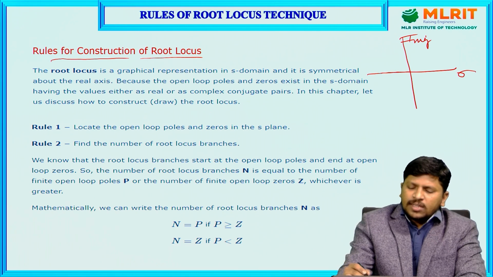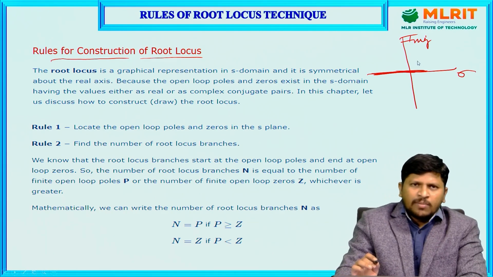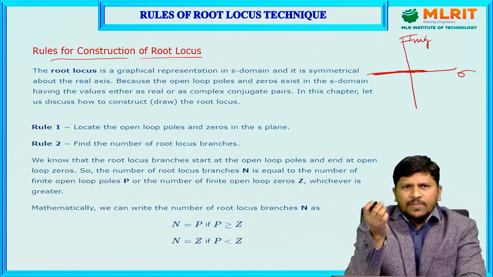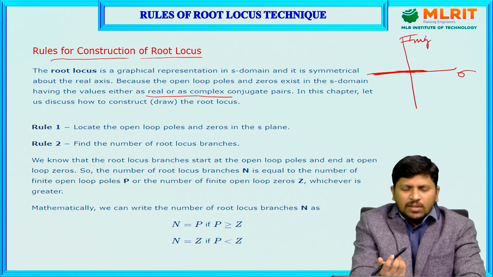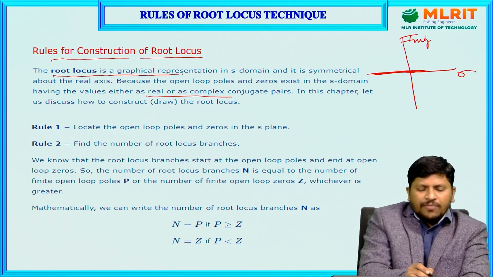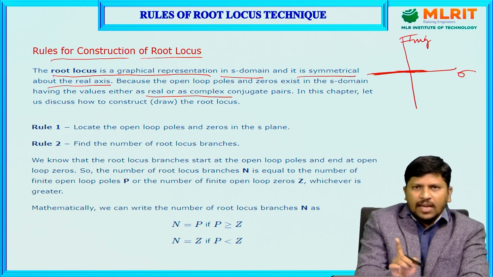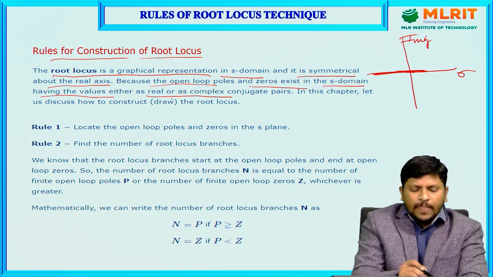So this is the real axis, and the root locus is symmetrical about the real axis, because the open loop poles and zeros exist in the S domain having values either real or as complex conjugate pairs. So the root locus is a graphical representation in the S domain and it is symmetrical about the real axis.